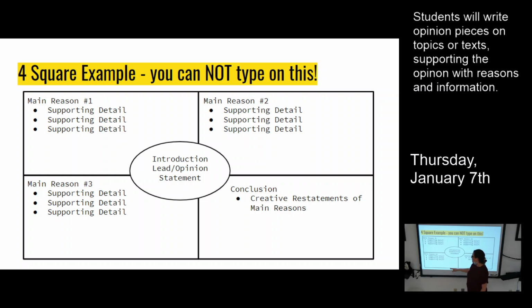Main reason 2, main reason 3, and your conclusion. So all together you have 5 paragraphs. But on your paper, just to be quick and easy, when you're given a blank sheet of paper, you're just going to split it into fourths, and you have your 4 squares. The middle is your opinion.